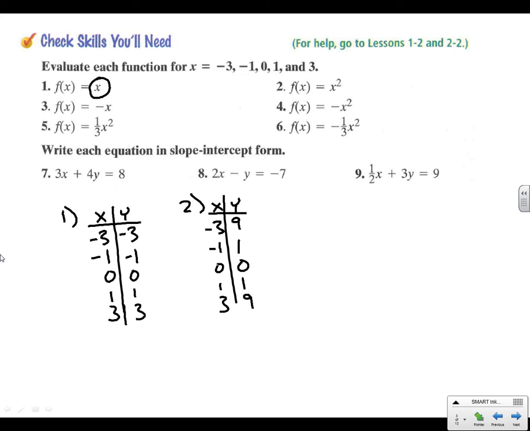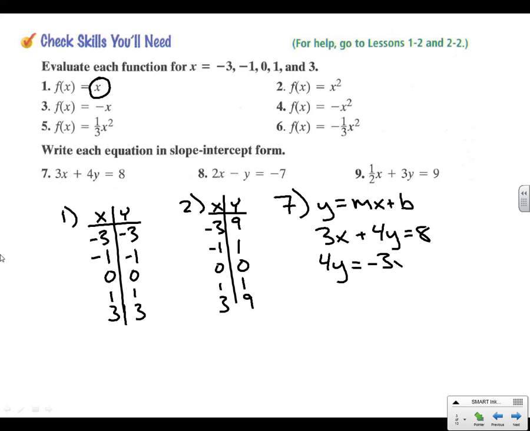All right? And then 7, 8, and 9, we need to get this into slope-intercept form. Remember that slope-intercept form is y equals mx plus b. So we need to get y by itself for number 7. 3x plus 4y equals 8. And so we can move this around. We can minus the 3x first. So we'll have 4y equals -3x plus 8. And then let's divide everything by 4. So we'll get -3 over 4x plus 8 divided by 4, which is 2.